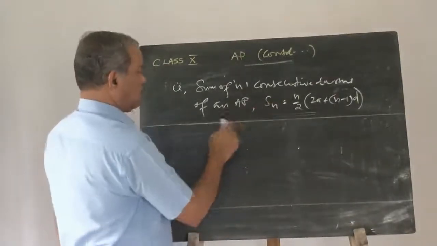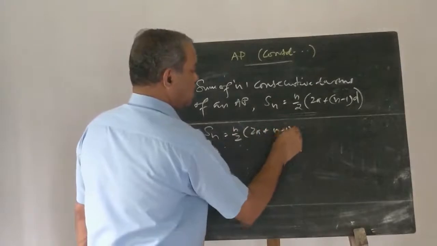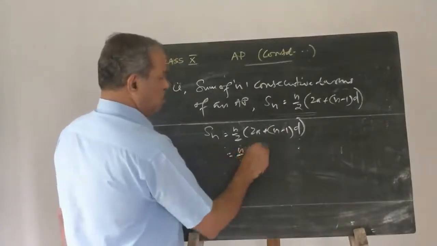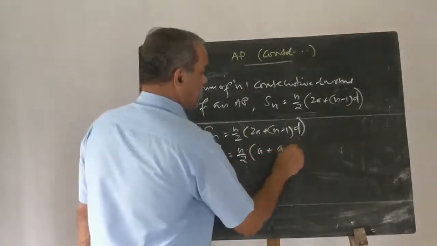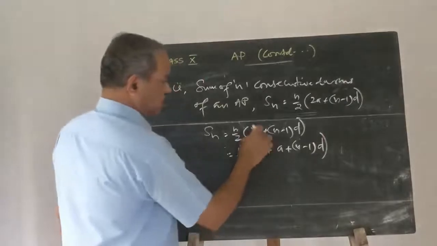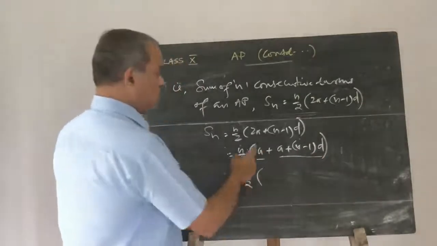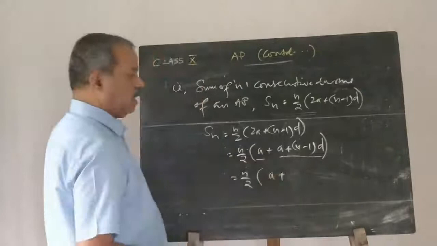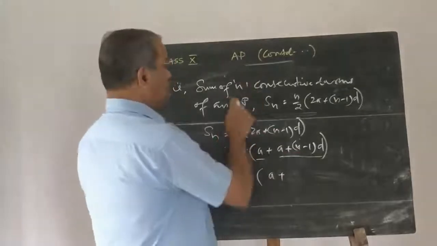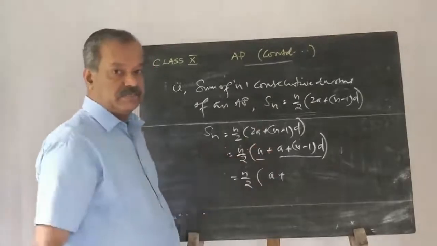So consider this equation. Sn, the sum of n terms, equal to n by 2 into 2a plus n minus 1 into d. This can also be written as n by 2 into a plus a plus n minus 1 into d, splitting. What is a? a equal to first term. a plus n minus 1 into d is the nth term. Since the given AP is a finite AP, the nth term means the last term. Let it be l.